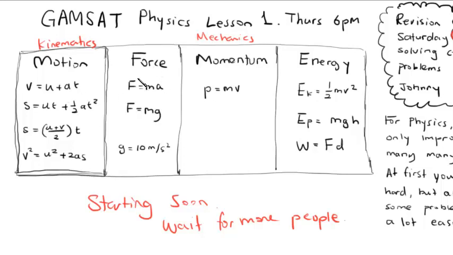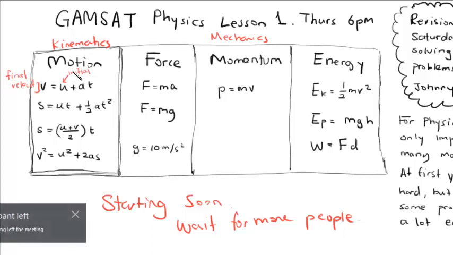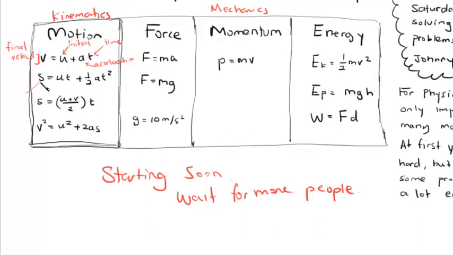So force, maybe for some of you, these symbols are not so familiar. So this V here is called final velocity. So let's write it down. Final velocity. U is initial velocity. A is acceleration. And T is time. And S is what's known as displacement.